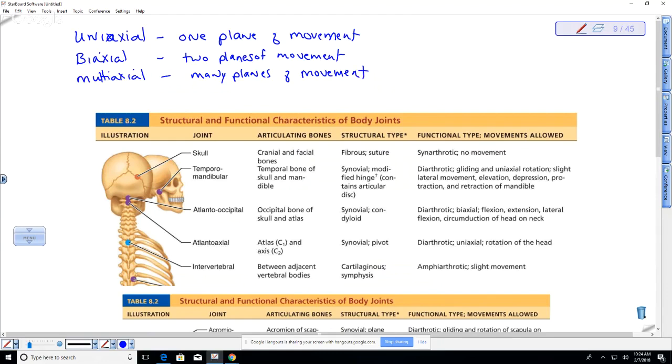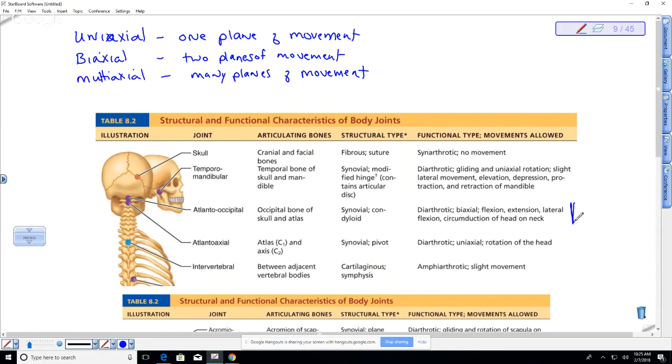So if we look at this just as an example, here we can see that there is diarthrotic and biaxial. So we're going to talk about what flexion here is. We have a little bit of flexion in that joint between the atlas and the back of your skull. And then we have some extension. And then we have a little bit of lateral flexion, so this is actually moving off to the side. So notice I have two planes of movement. I can move forward and backwards, and I can move side to side. And so that's the idea of biaxial.